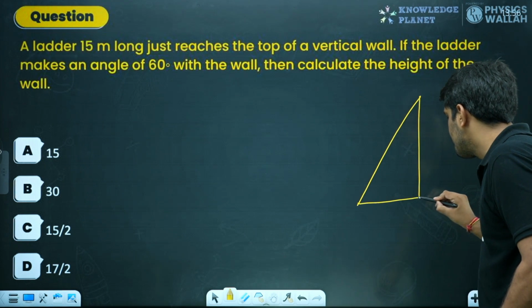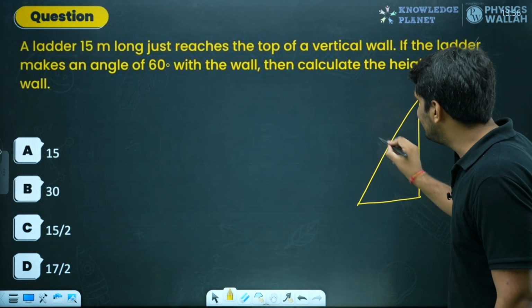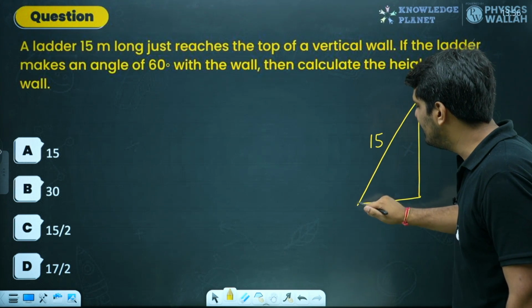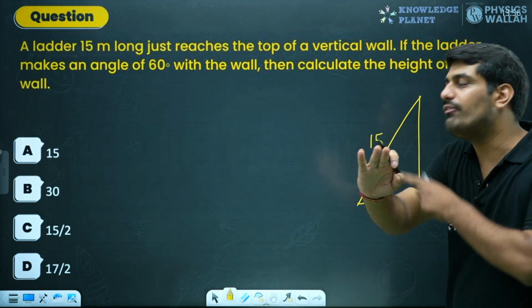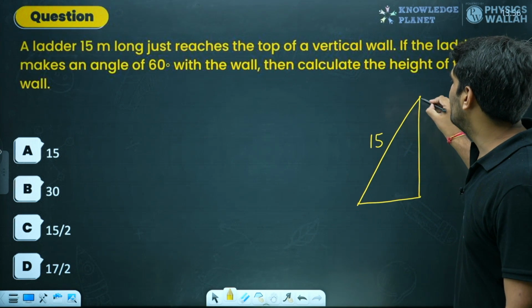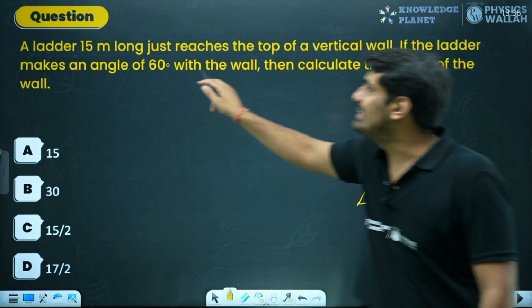All right. Now, they say the ladder is 15 meter long. So this distance is given to me as 15 meter, because the ladder length is 15 meter. If it is inclined, that inclined distance will be 15 meter. This is the top of the vertical wall. The ladder makes an angle of 60 degree with the wall.